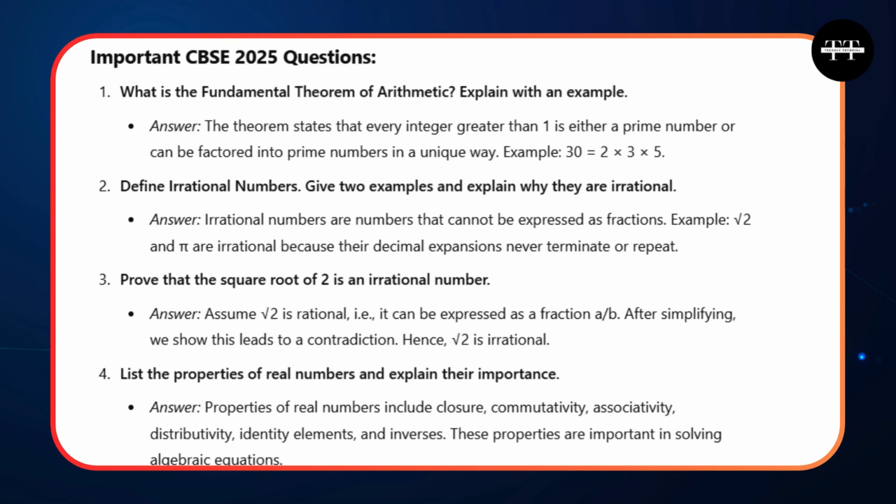4. List the properties of real numbers and explain their importance. Answer: properties of real numbers include closure, commutativity, associativity, distributivity, identity elements, and inverses. These properties are important in solving algebraic equations.